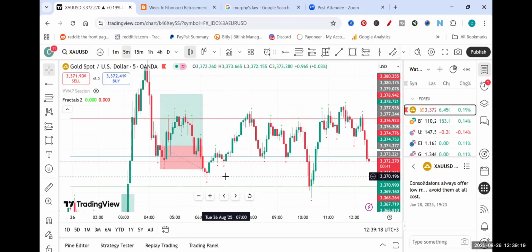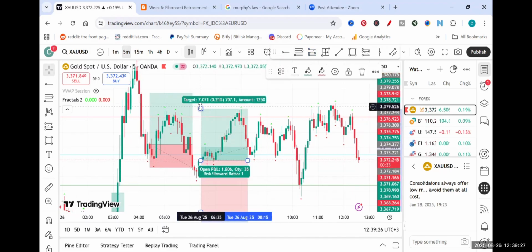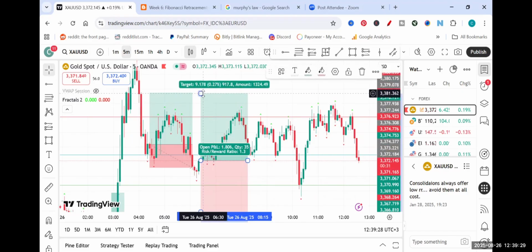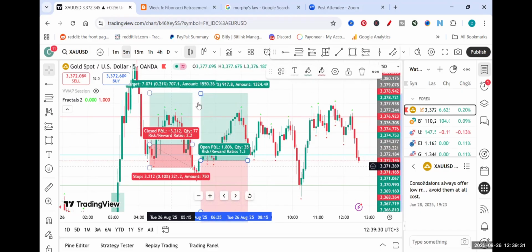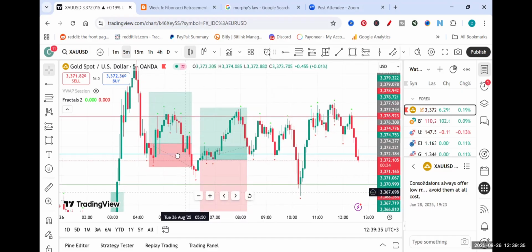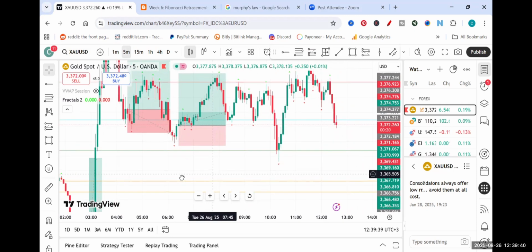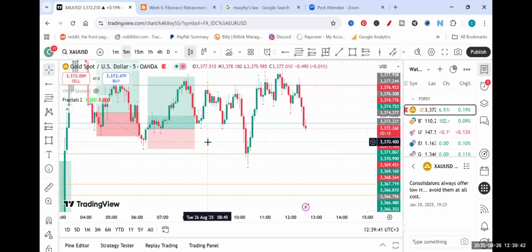Nishafanya kazi yangu ya support and resistance. Sijui kama confused by the way. Now this one would have been a good entry. I'll still target that level, or these highs over here, because I see so much liquidity over here. And then my stop loss would have come down there. So yeah, this one was successful at least.